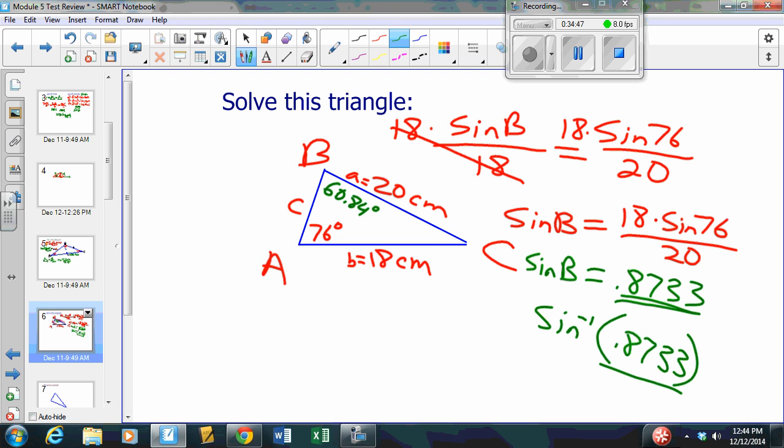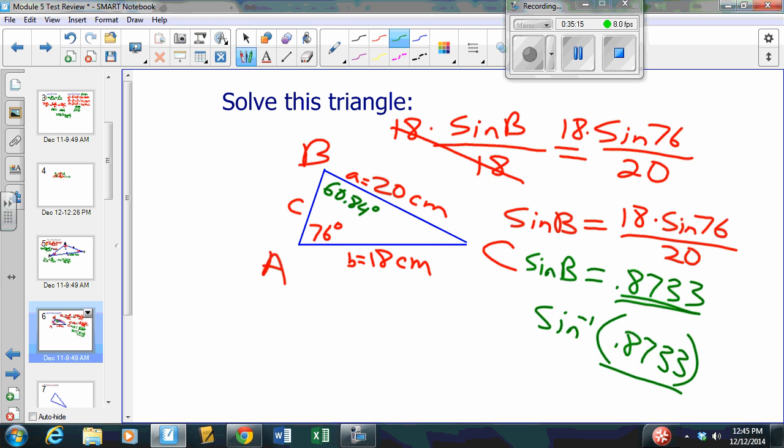60.84. Any questions there? Why do I do that? But it's the angle. The sine inverse? Because we're looking for the angle. Because I have this equation that says sine of b equals 0.8733. I got to get b by itself, so I got to get rid of the sine. The way you do that is take the inverse sine, right? Remember we talked about inverses at the first year? When you solve equations, you do inverses to solve.